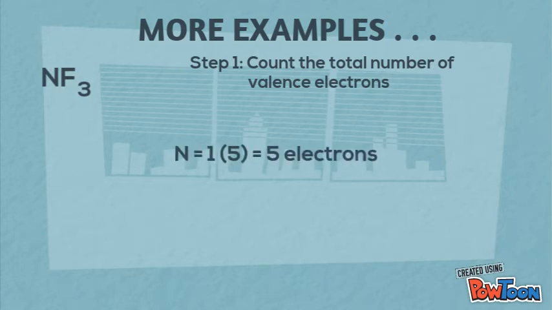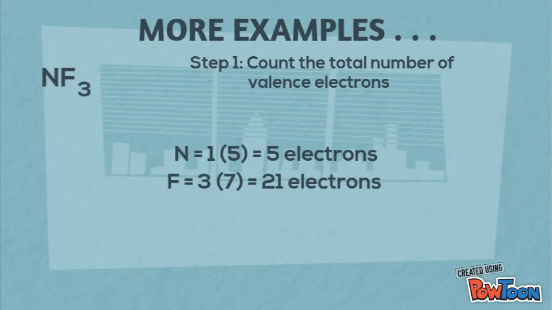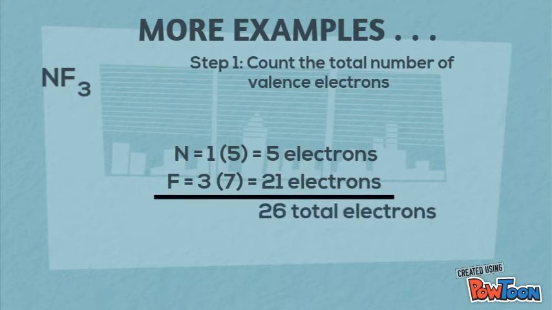3 fluorine atoms are going to give us a total of 21 electrons. We're going to add those two numbers together to give us a total of 26 valence electrons for this drawing.